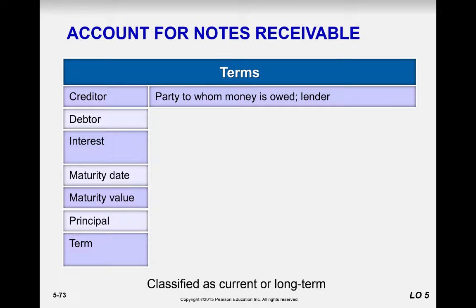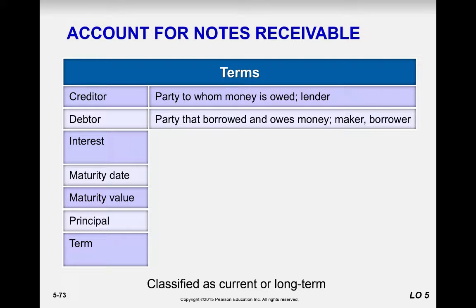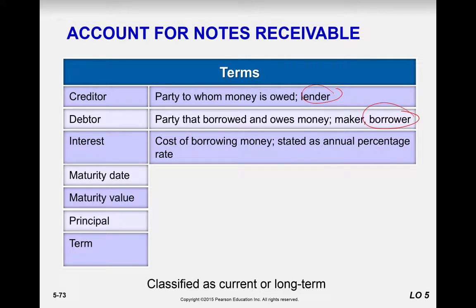So basically the main thing here is you need to know the terminology. These are terms that you should pretty much know and be able to answer in an Excel type multiple choice question. So the creditor is who the money is owed to. The debtor is the party that borrows the money, or the borrower, so make sure creditor equals lender and debtor equals borrower. Interest is basically the cost. It's usually an APR, annual percentage rate. You'll see that quite a bit.